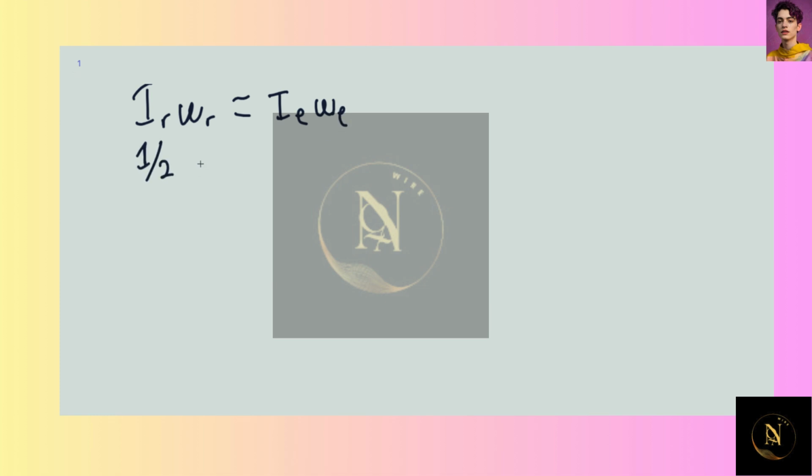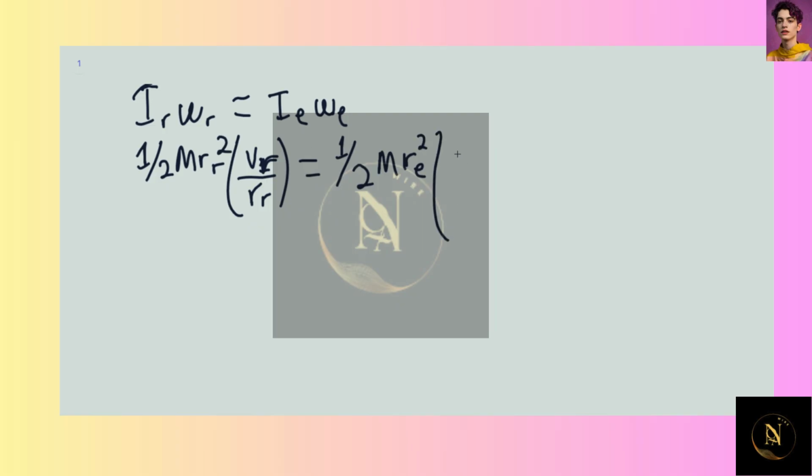And we're simply going to substitute in for these formulas of the radius of the rim, and then omega, the angular velocity of the rim, would be the velocity of the rim divided by the radius of the rim, and this is going to equal, again, 1 over 2 the radius of the eye squared. This is also squared. And then the velocity of the eye divided by the radius of the eye for the angular velocity of the eye.